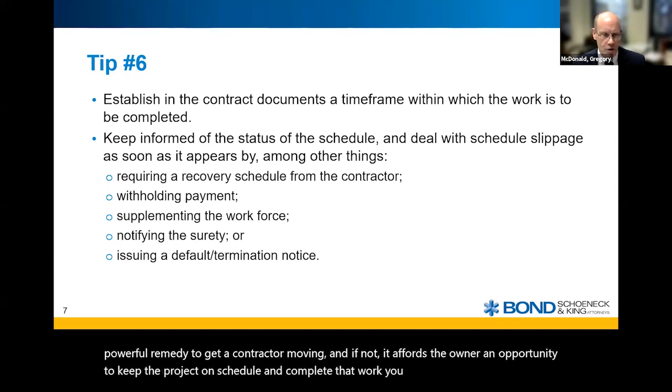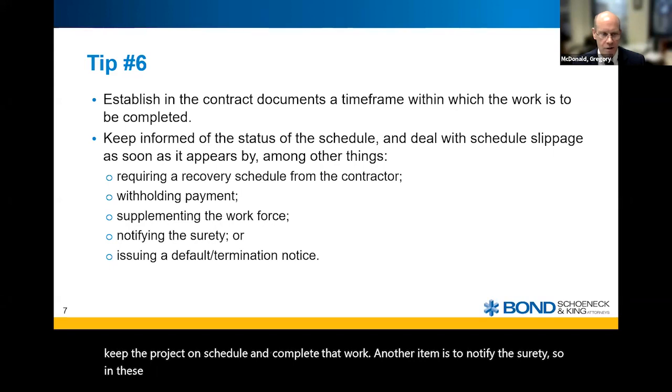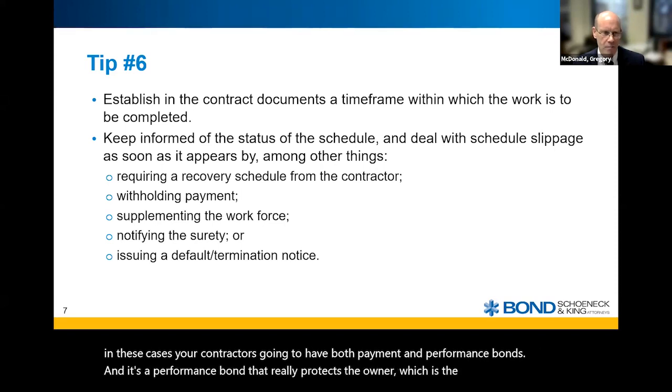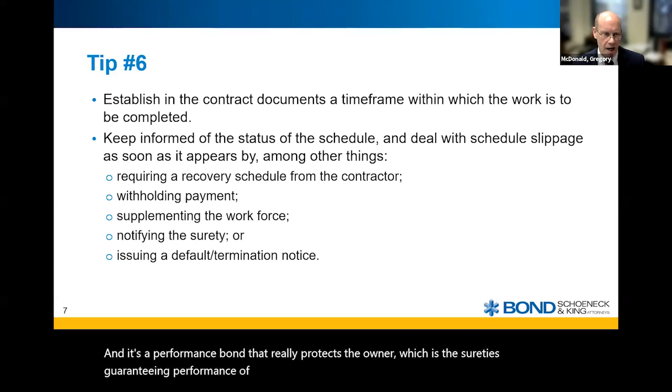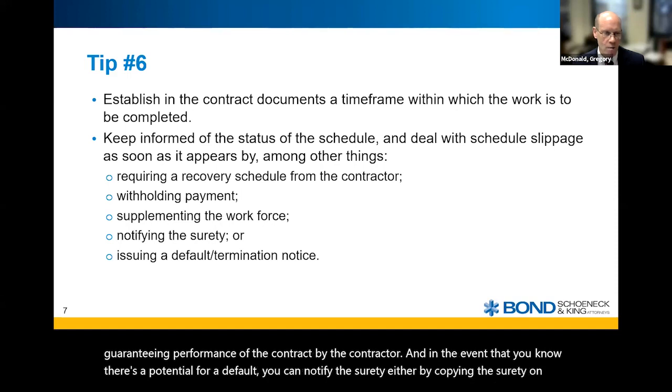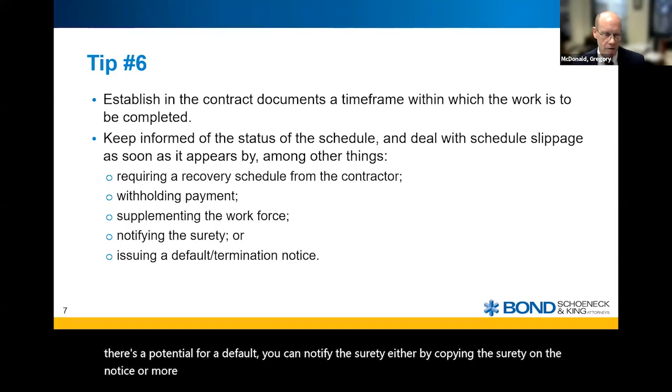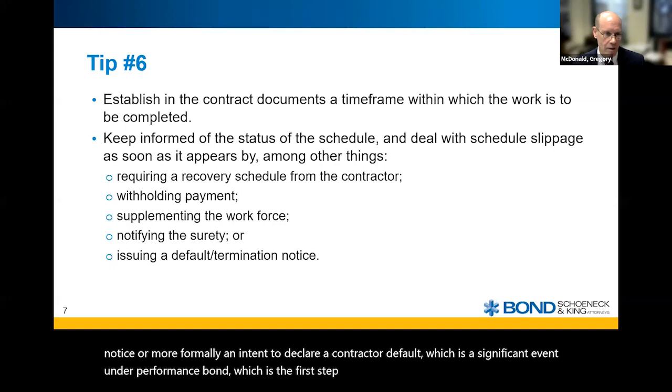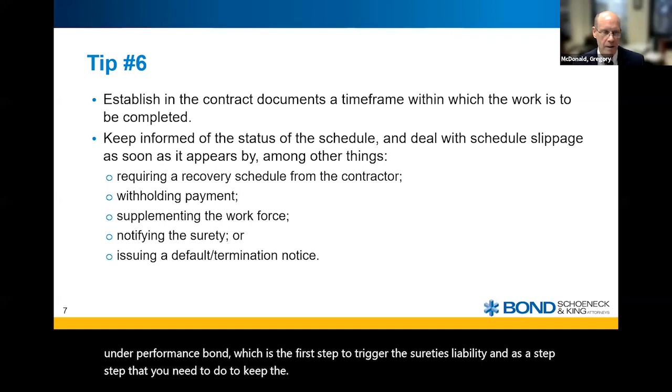Another item is to notify the surety. So in these cases, your contractor is going to have both payment and performance bonds. And it's the performance bond that really protects the owner, with the surety guaranteeing performance of the contract by the contractor. And in the event that there's a potential for a default, you can notify the surety either by copying the surety on the notice, or more formally an intent to declare a contractor default, which is a significant event under a performance bond, which is the first step to trigger the surety's liability, and is a step that you need to take to keep the performance bond in play.